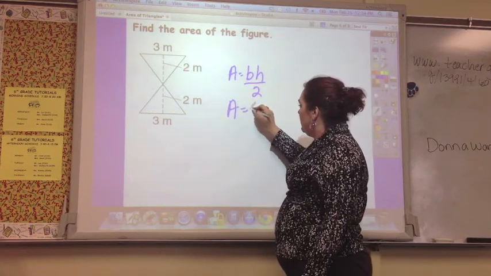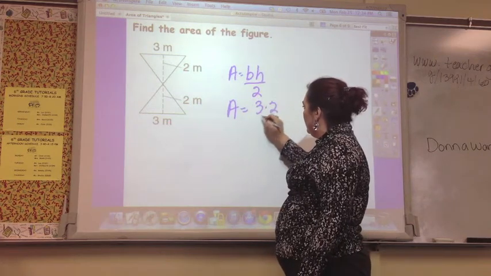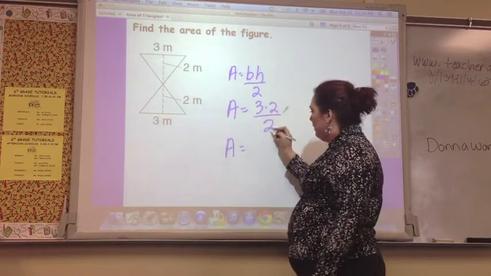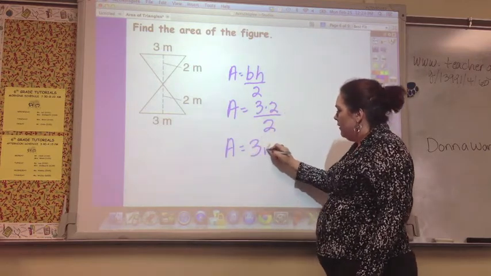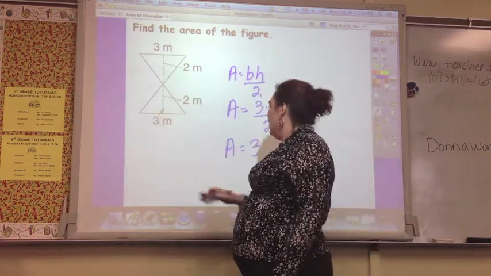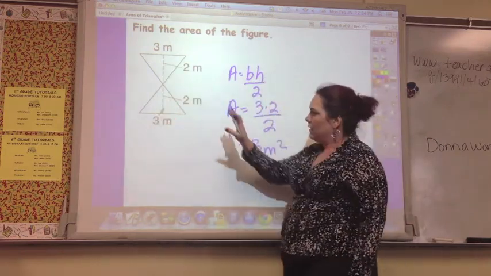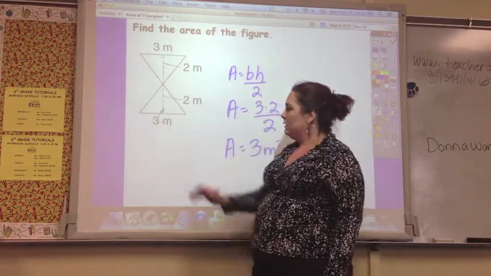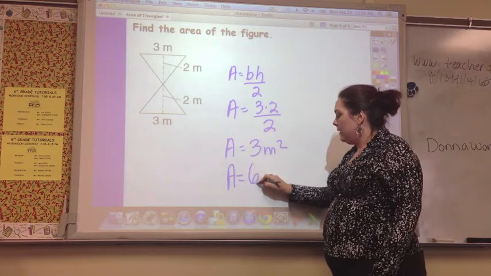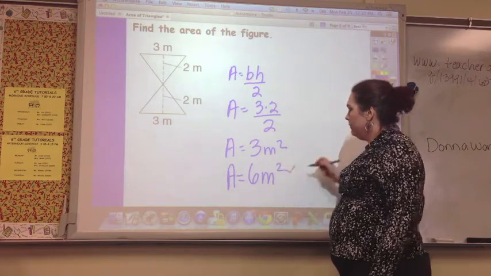So area equals 3 times 2 divided by 2. So area equals 6 divided by 2, which is 3 meters squared. Since these are exactly the same, I can just say this is 3 meters squared, then this is 3 meters squared. So the area of the whole figure would be 6 meters squared.